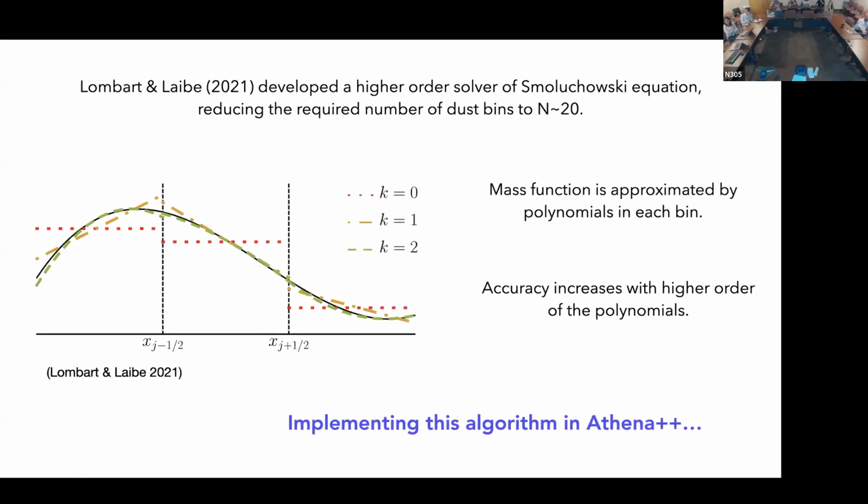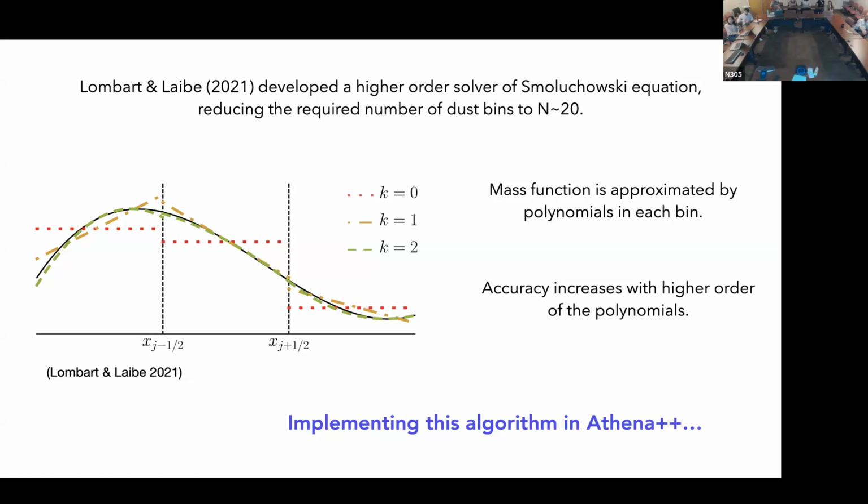And so recently, there was a work by Lombard and Lab. They developed a higher order solver for the coagulation equation. So basically the idea is that you have these dust bins, right? And then they can interpolate with higher order the distribution in the bin. Because of this, they can achieve higher accuracy with a lower number of dust bins. So now with this included, they require only 20 bins to accurately solve the coagulation equation, which is a huge improvement compared to the previous 100 bins required.